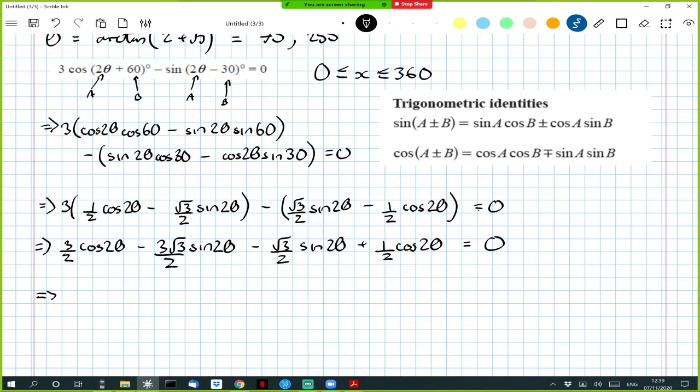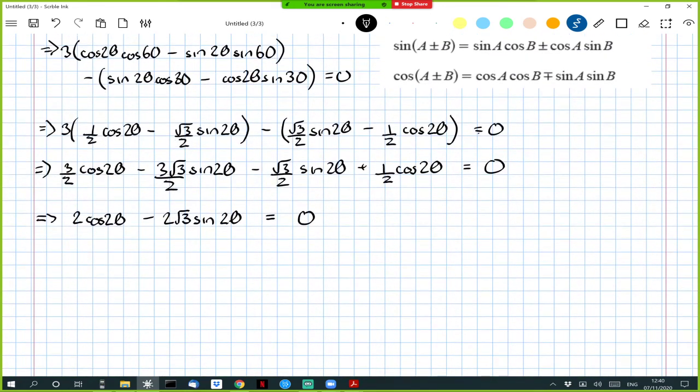So 3/2 cos 2 theta plus 1/2 cos 2 theta, that's 2 cos 2 theta. Minus 3 root 3/2 sine 2 theta minus root 3/2 sine 2 theta. That's 4 root 3/2, or 2 root 3 sine 2 theta equals 0.